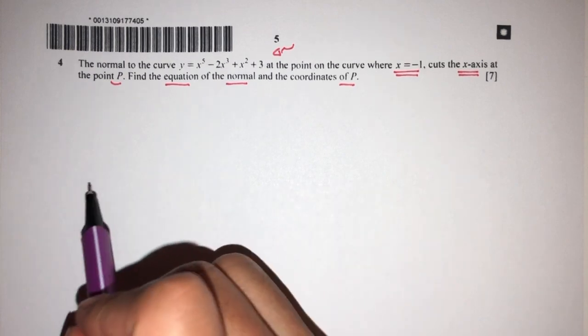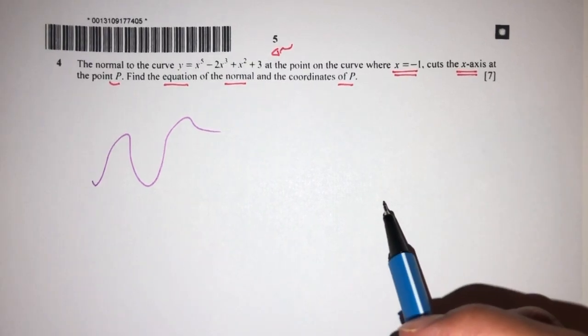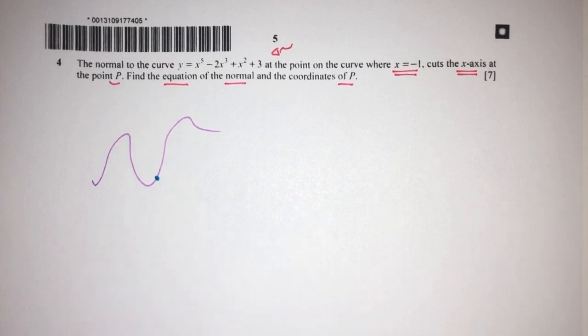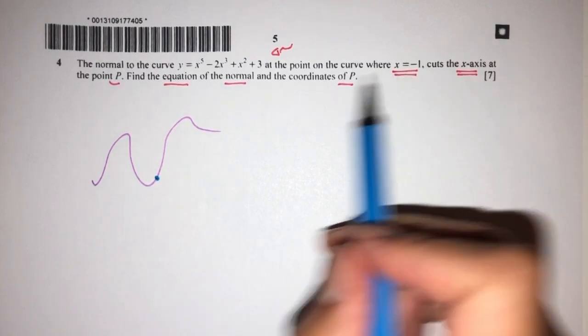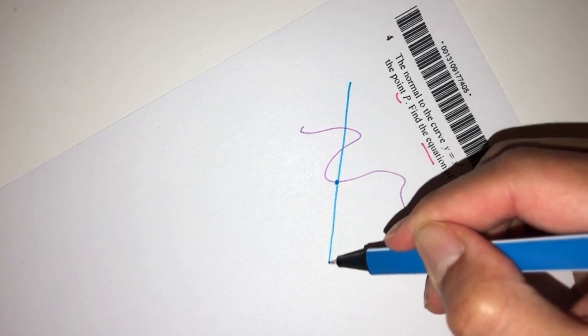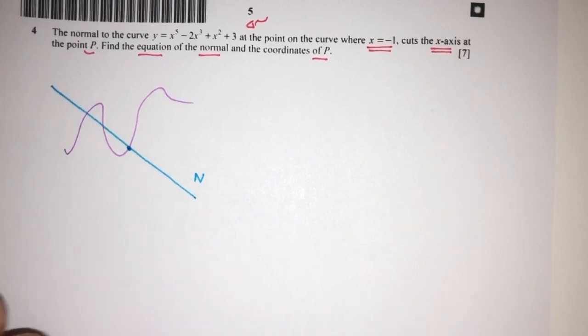So let's say we have a curve. Let's say the curve looks like this. We don't know the shape, something like this. Why not? Now, let's call this my point x equal to minus 1. Let's say it's here, x equal to minus 1. Now at this point I have a normal to the curve. So normal will be at 90 degrees. For example, should be in this direction. Right, let's call this the line n for your normal of the line.